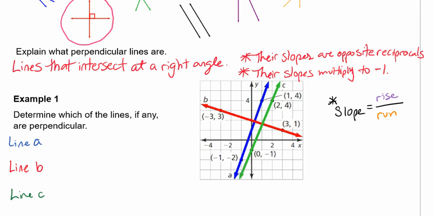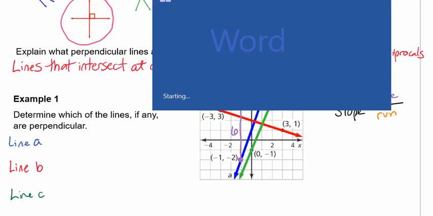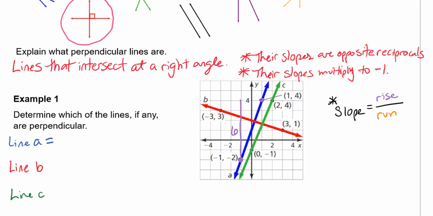So we can take a look at line A, and we see that we have a point here and a point here. So we can rise up, because remember we're always moving from left to right. So we're going to go 1, 2, 3, 4, 5, 6. So we're moving up 6. Then we're going to run, so 1, 2. We're going to run 2. We'll put our 2 there, and we see that that's going to reduce to the number 3, or 3 over 1, right?